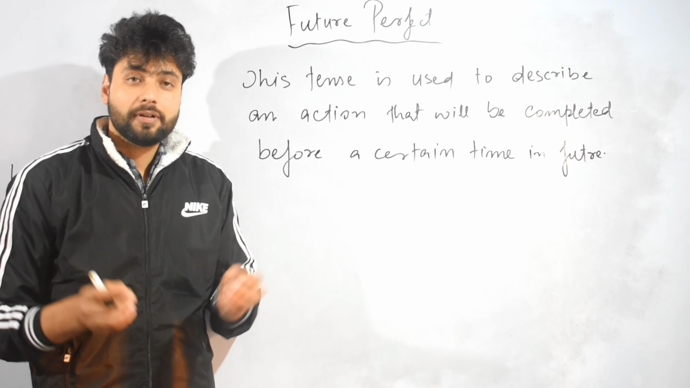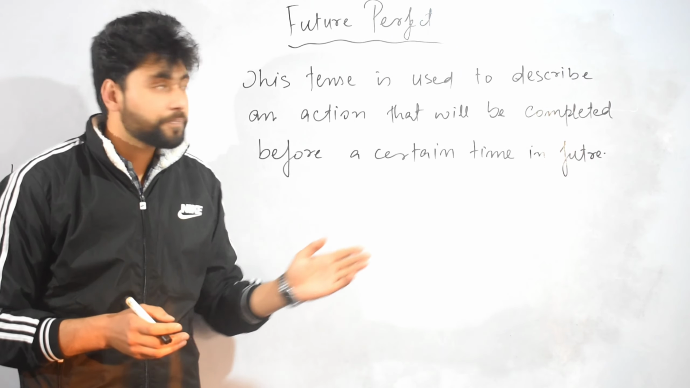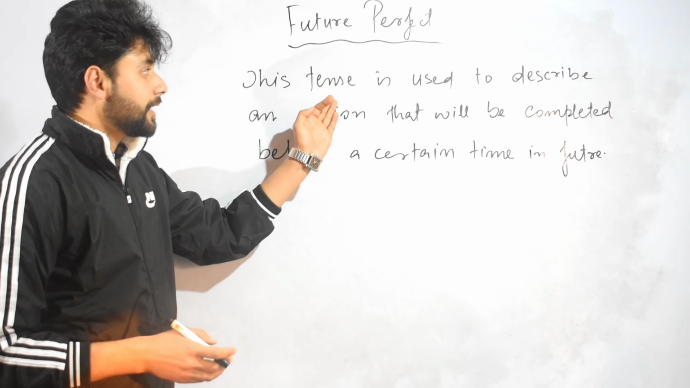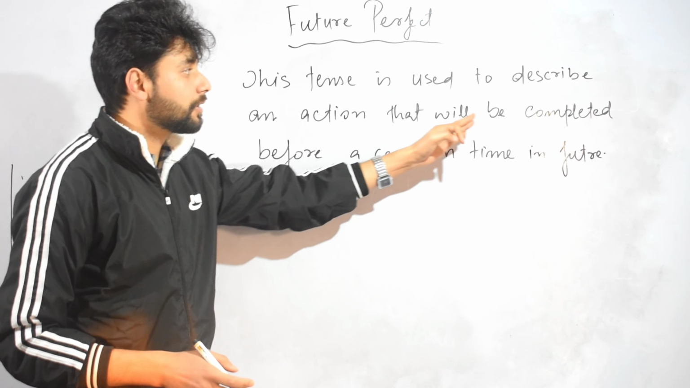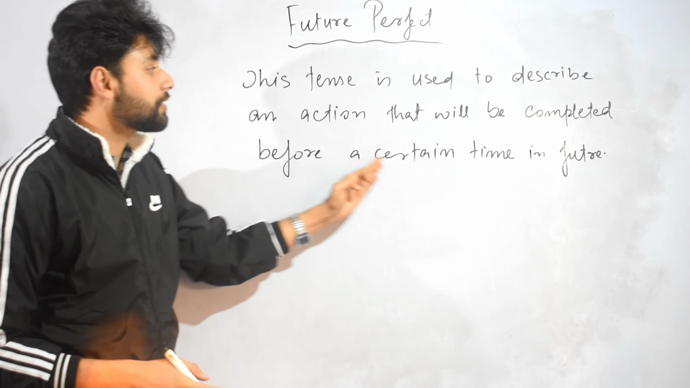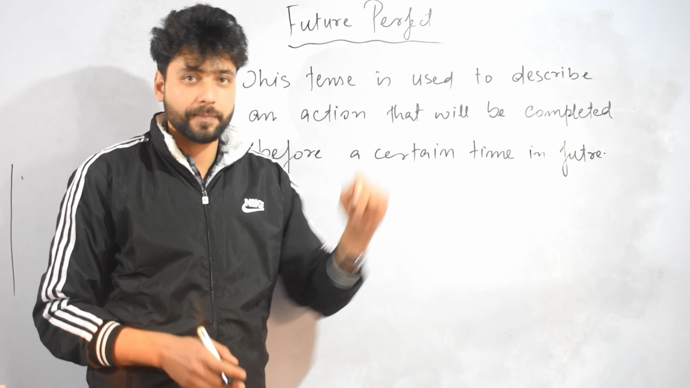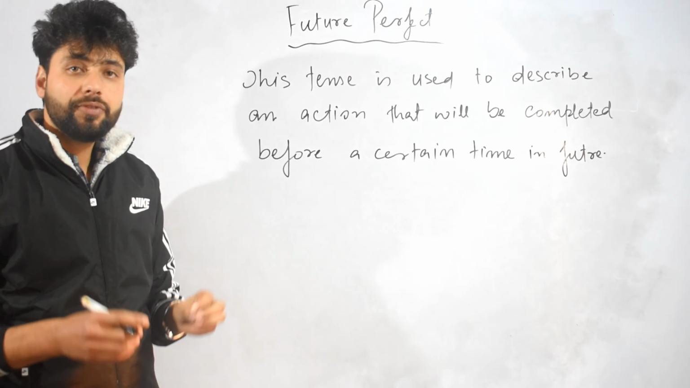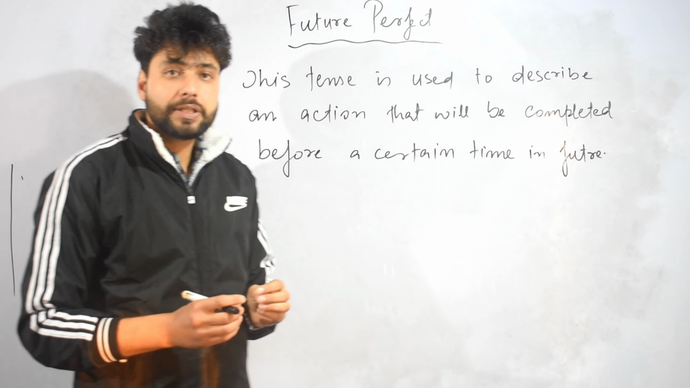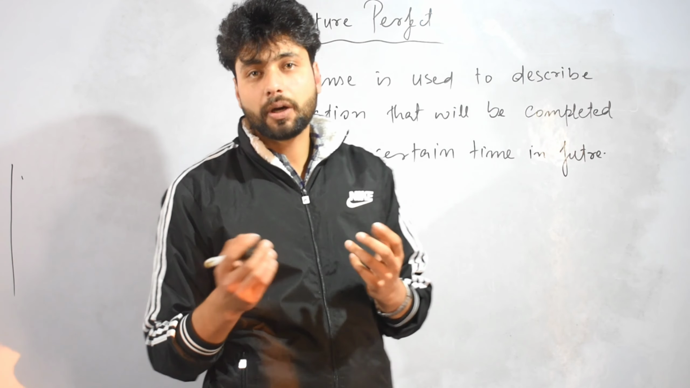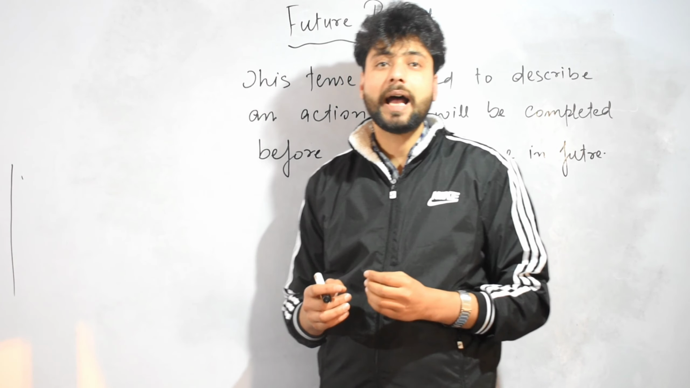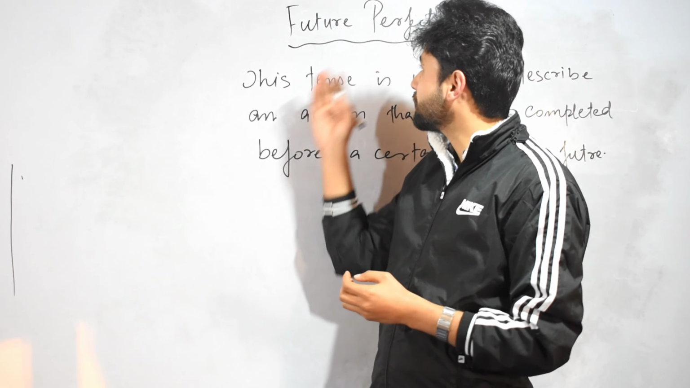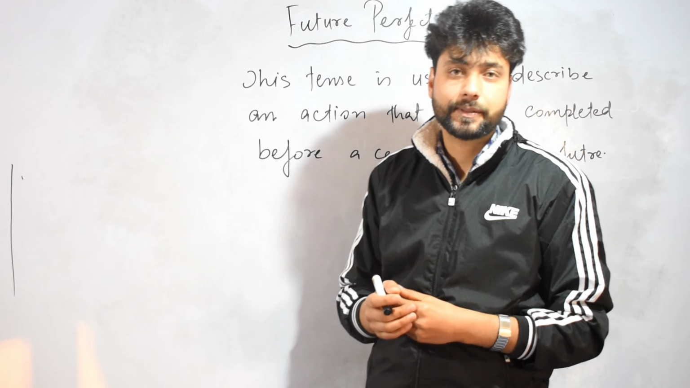As usual, we are going to start with the definition. Future perfect tense is used to describe an action that will be completed before a certain time in future. So, we are talking about future, so the action which will get completed in future before a certain point of time, that can be called as future perfect tense.